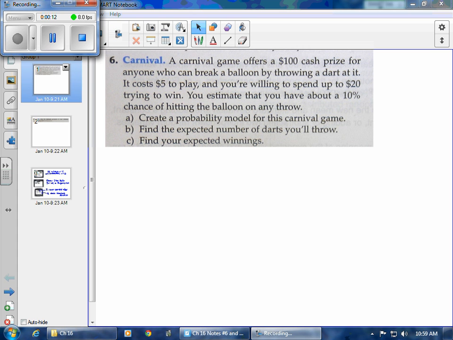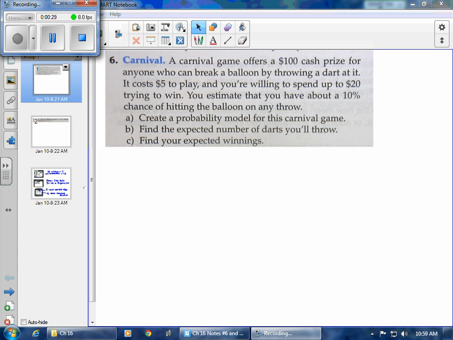A carnival game offers a $100 cash prize for anyone who can break a balloon by throwing a dart at it. It costs $5 to play, and you're willing to spend up to $20 trying to win. You estimate that you have about a 10% chance of hitting the balloon on any throw.